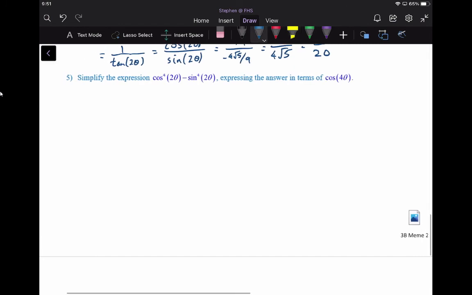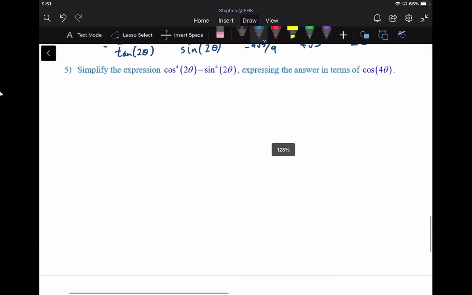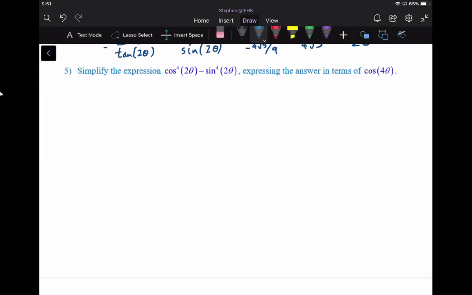Right, now let's look at the very last one. So let's simplify the expression cos to the 4 of 2 theta minus sine to the 4 of 2 theta. And we have to express our answer in terms of cos 4 theta. So this is very similar to what we ended 3a with, but this time we've got powers of 4 there. Right, so I'm going to start by copying the question. Cos 4 2 theta minus sine 4 2 theta.